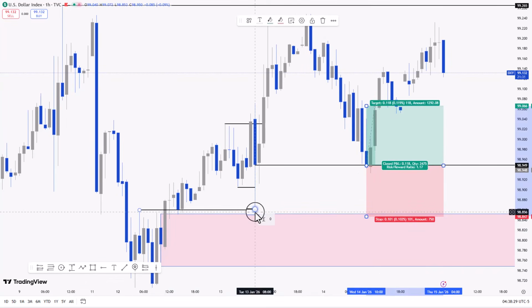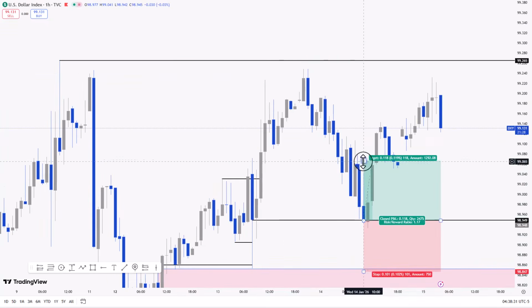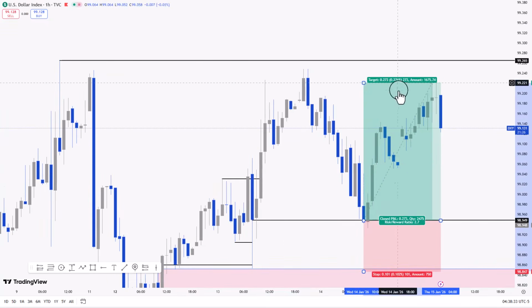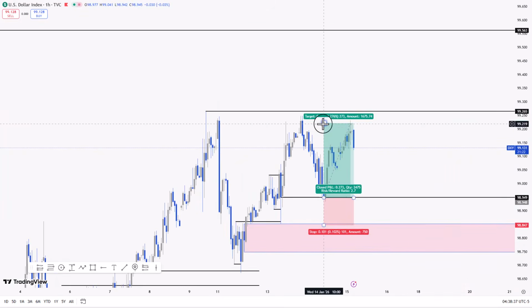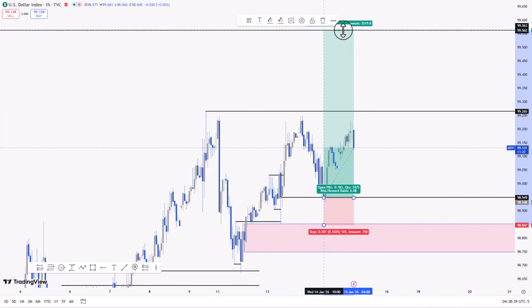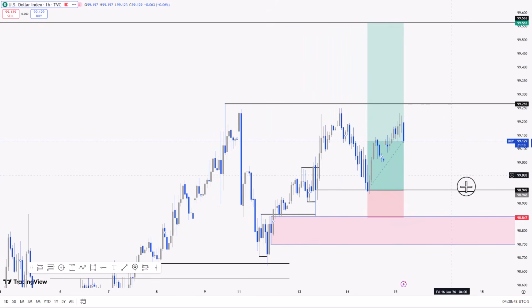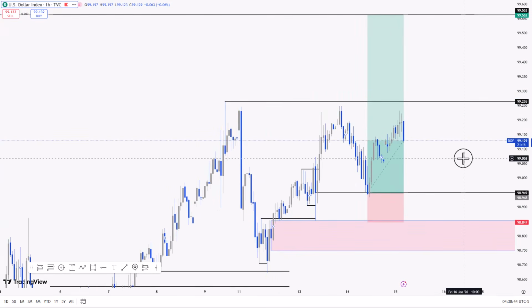That's the low there. And you can see price actually rallied massively, and we're targeting the higher time frame draw on liquidity, the old high there, the high there, all of that as our potential draw on liquidity.